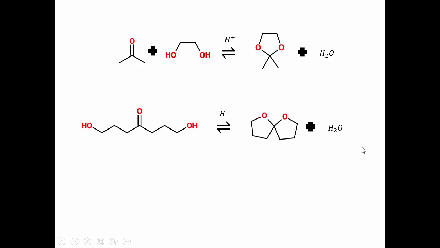Here's another example of a more complex structure. In this case, the equilibrium is shifted quite far to the right due to entropy, as 1 molecule became 2 molecules. Notice here that once again we have a full ketal. I have 2 carbon groups, and on a carbon I have a geminal diether.